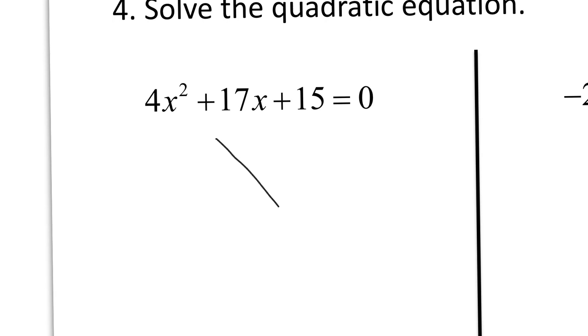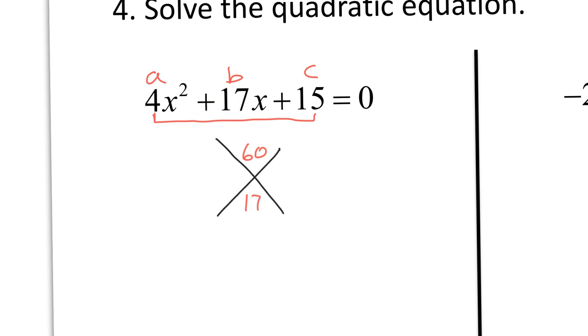So I'm going to put my diagram right here. I'm going to multiply the a value 4 times 15, and just in case you forgot, the a is the first term, b is the middle term or the second term with the x, and c is your constant. So you multiply 4 times 15, and that's going to equal positive 60. Now the middle term is 17, which is the b term right here, positive plus 17.